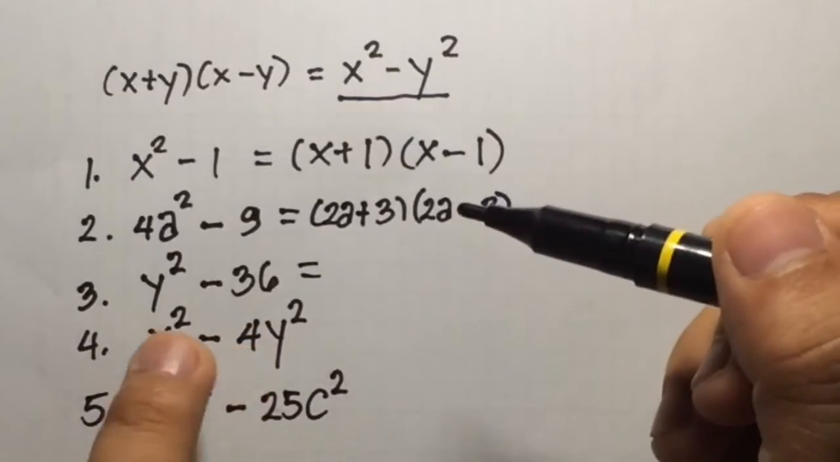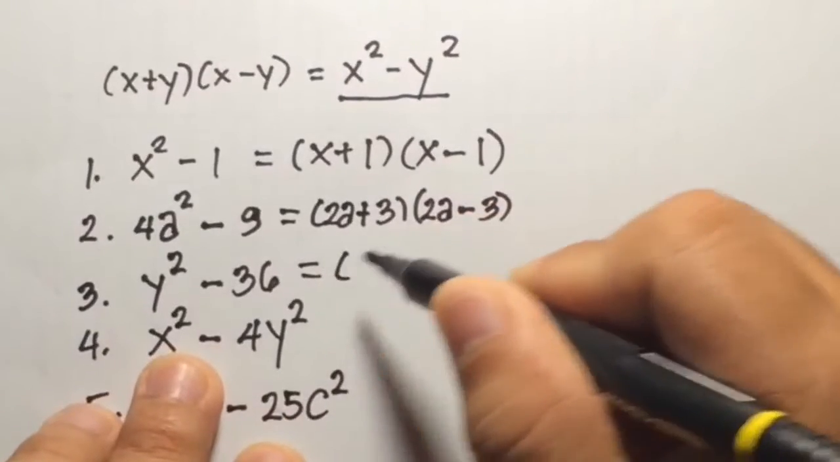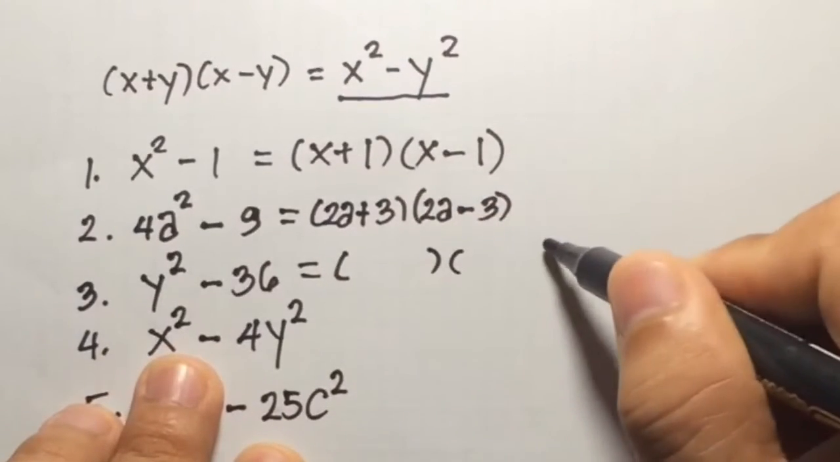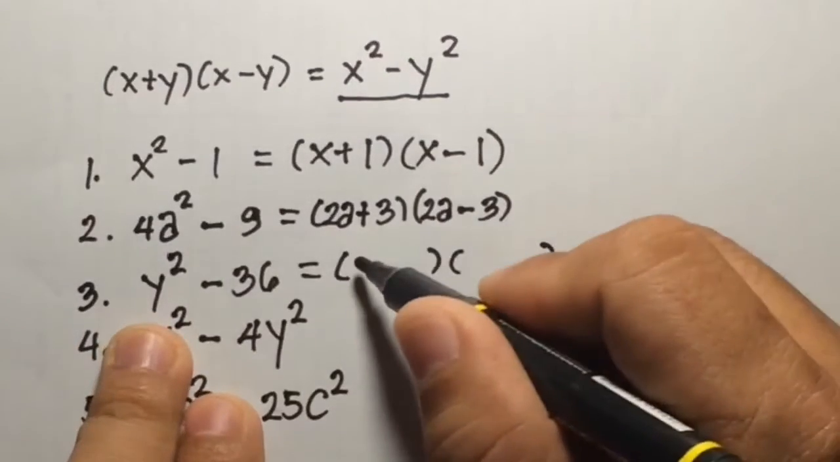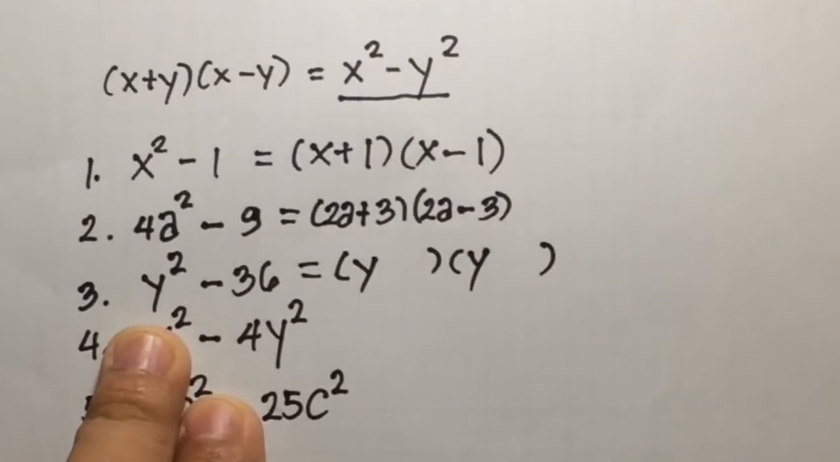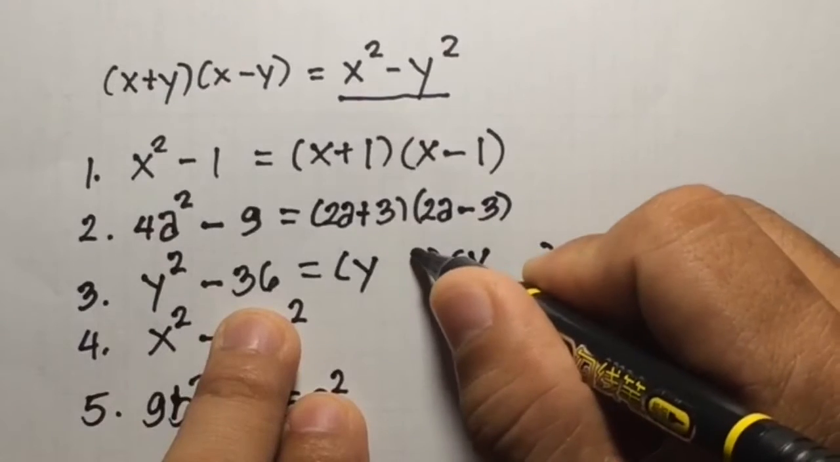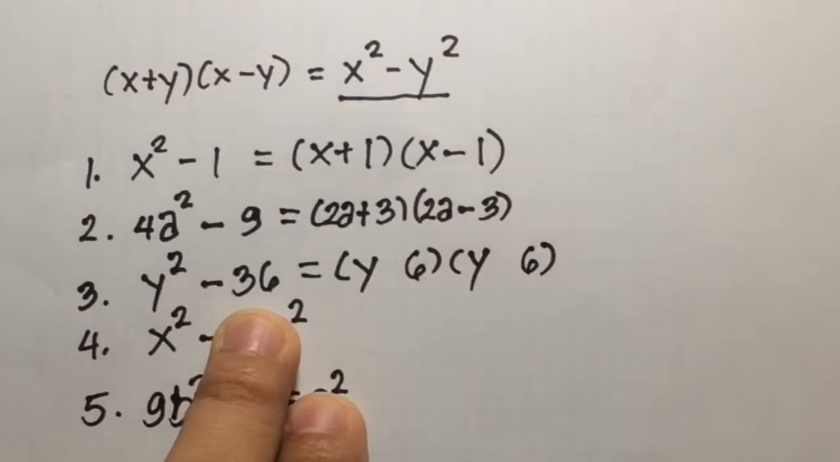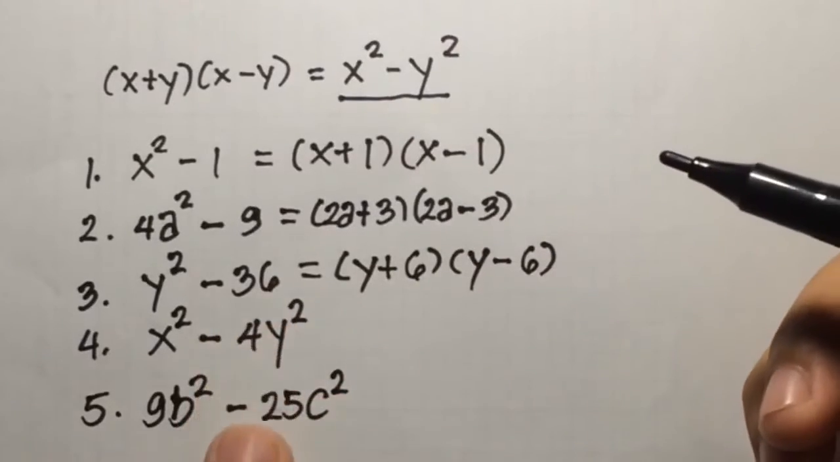And number 3, y squared minus 36. Again, we're going to have two open and close parentheses. Then the square root of y squared is y. This will be the first term of the factors. Then the square root of 36 is 6. Then we'll just have their sum and difference.